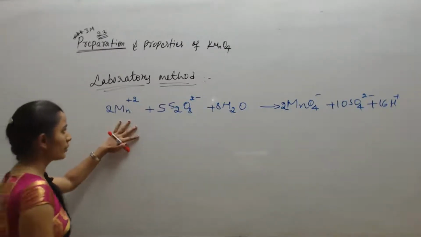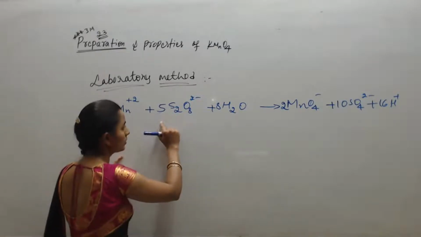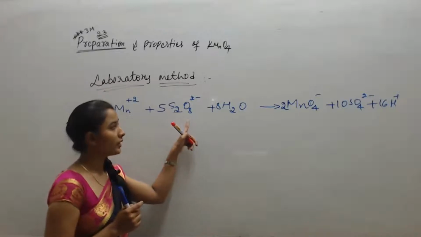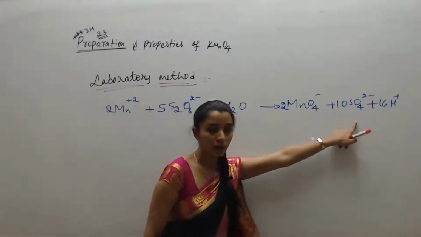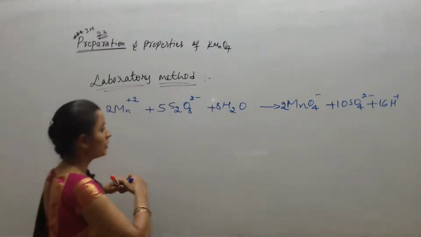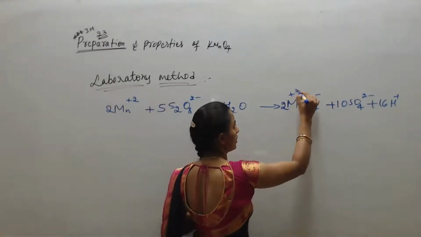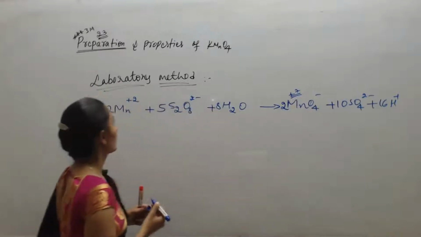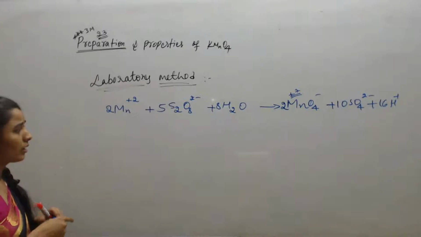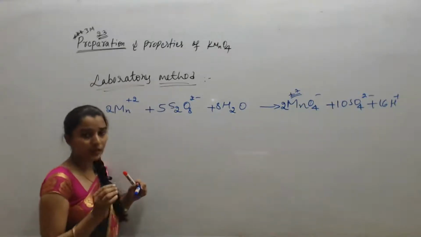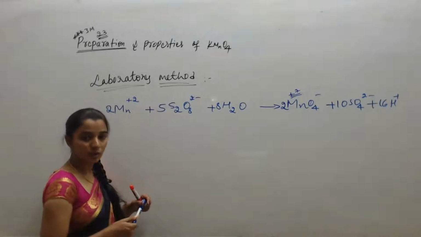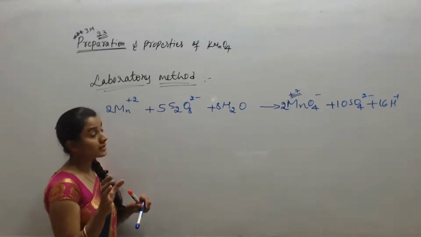If you take any Mn plus 2 compounds, if it is mixed with the thiosulfide, this thiosulfide is converted into what? Sulfate. So this is the reaction. This Mn plus 2 changes its oxidation state to how much? Plus 7. Plus 2 to plus 7. This is the laboratory method. The methods which I explained, the electrolysis and this laboratory method, are important.